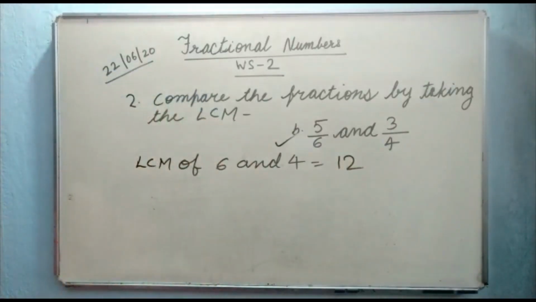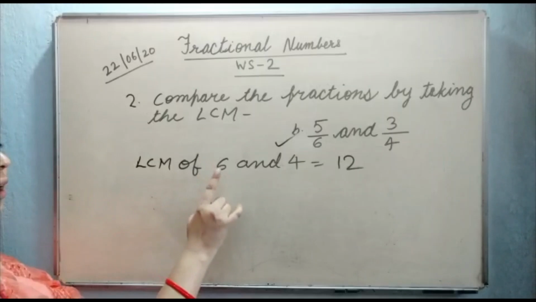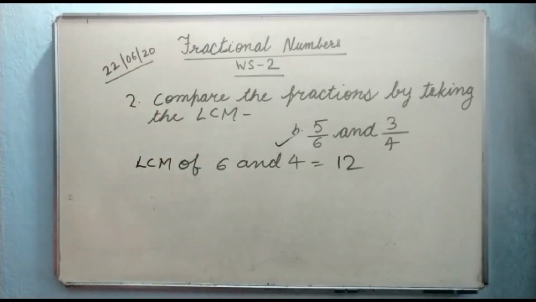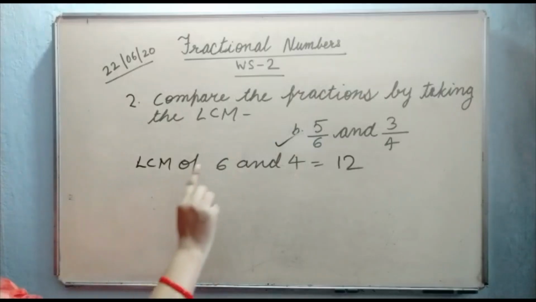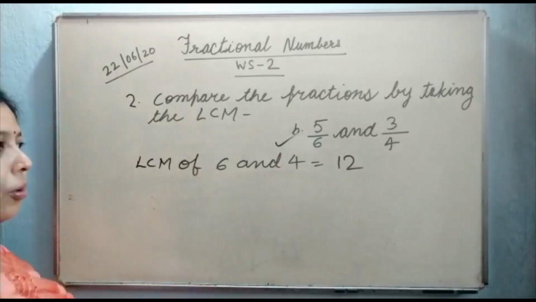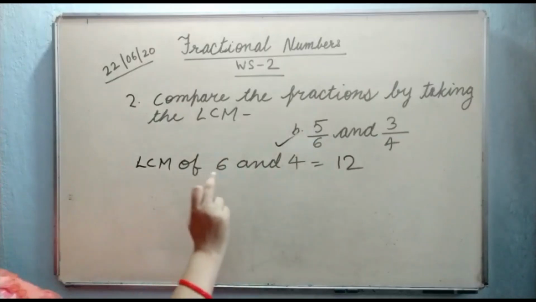Again I am repeating, we have to read the table of the greater number 6. 6 1s are 6, which is not coming in the table of 4. So 6 2s are 12. 12 will come in the table of 4 because 3 times 4 is 12. Because 12 is coming in the table of 6 and 4 both, so 12 is the LCM of 6 and 4.